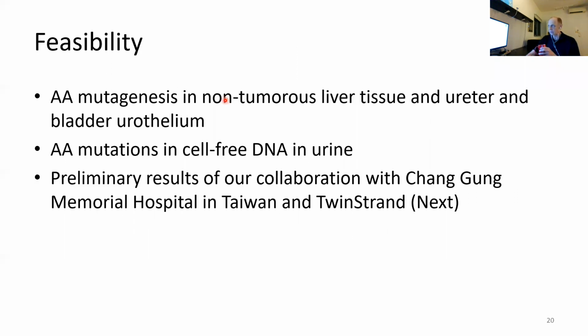We think this is feasible. We know from other people's research that AA mutagenesis is visible in non-tumorous liver tissue and ureter and bladder urothelium. We also know that there are AA mutations in cell-free DNA in urine. And now Arnoud will talk about the preliminary results of our collaborations with Changgung Memorial Hospital and with TwinStrand.